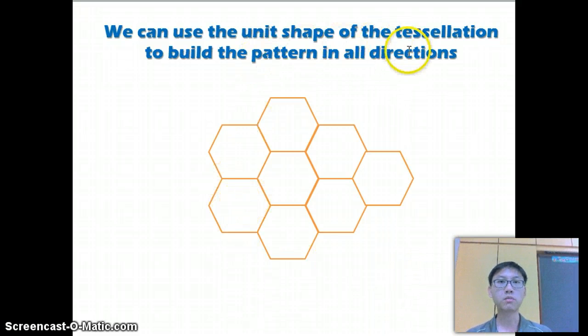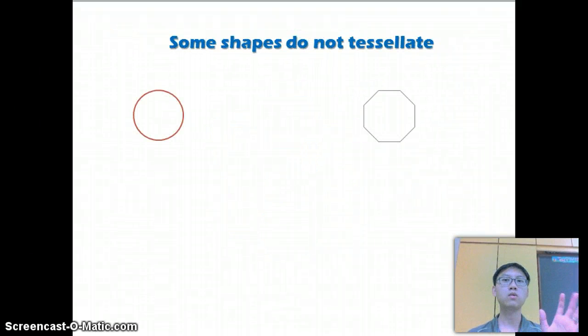So we can use the unit shape of the tessellation to build patterns in all directions. So that's the key here. You must be able to build it. Now, however, we need to understand that some shapes do not tessellate.